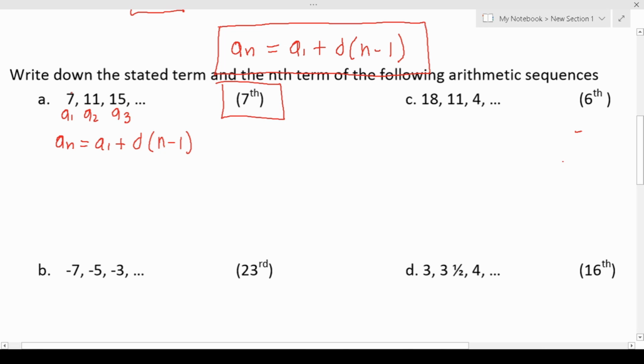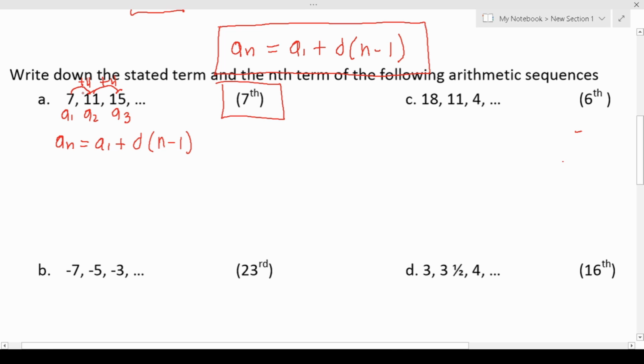That is, we need to figure out what gets us from 7 to 11, as well as from 11 to 15. Some people find this by subtracting the second term from the first term, but more often than not with arithmetic sequences, it's pretty straightforward to find. To go from 7 to 11, that's 4. And to go from 11 to 15, that's plus 4. Again, arithmetic sequences are a constant that gets you from one term to the other via addition.